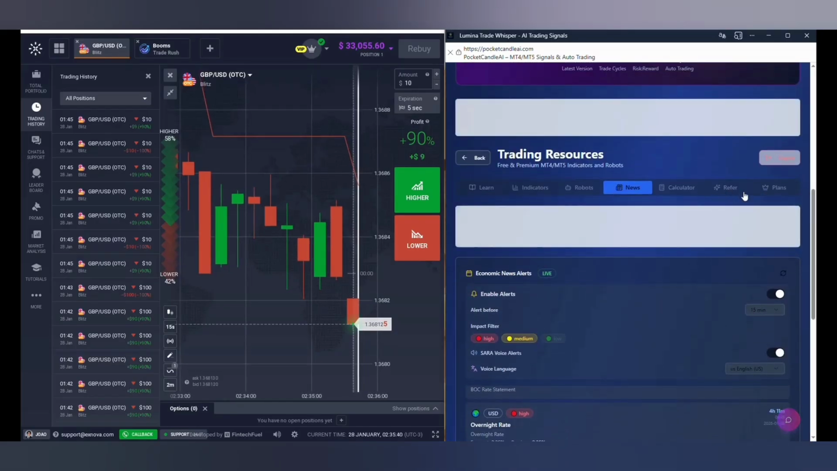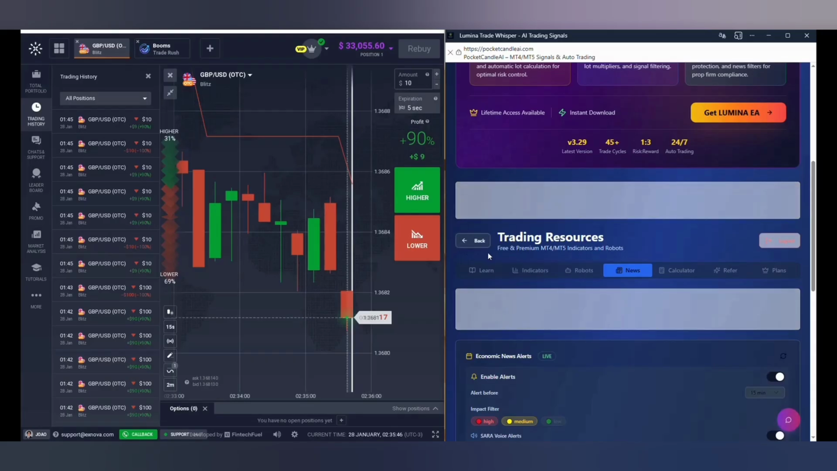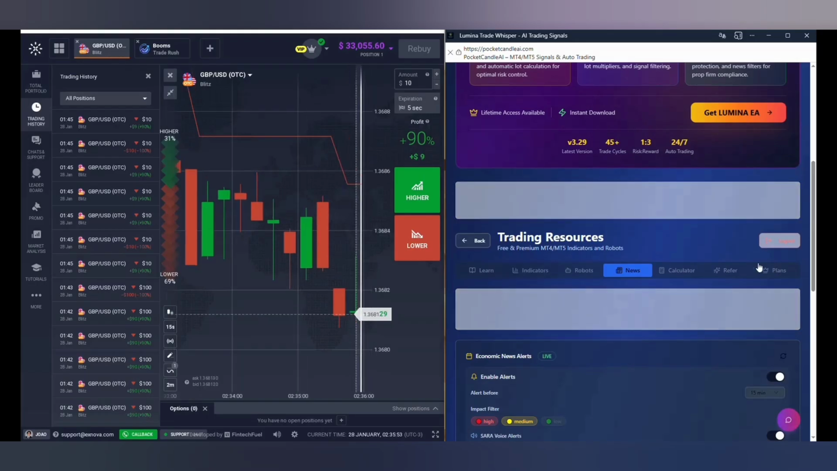For those seeing the video for the first time, you get the plans here. You can watch the other videos, but if you click here you go to the plans, and when you subscribe, it uses the same email that you used to register. That's the email you have to send to us. You can chat on Telegram directly for faster activation. It uses the email you used to register on PocketCandleAI.com, and after your payment, your account will be activated based on what you subscribed for.